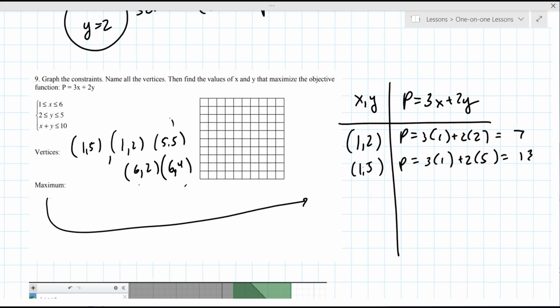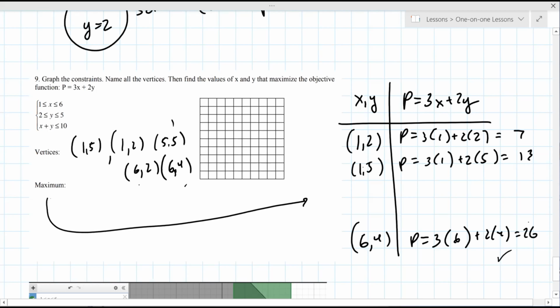Hey Ella, how's that going? Okay, I just finished. I got (6, 4) is the maximum. I agree. So you got like 26? Looks like 26. Can you hear me? Yeah. Okay, so I guess there's nothing else to comment on that. Yeah. Okay, that's number 9. Okay, so what's next?